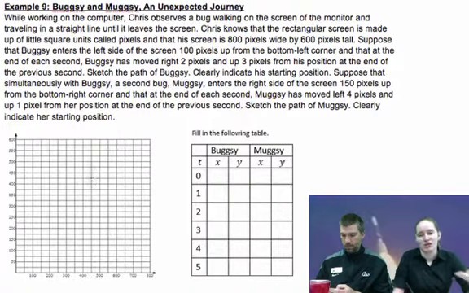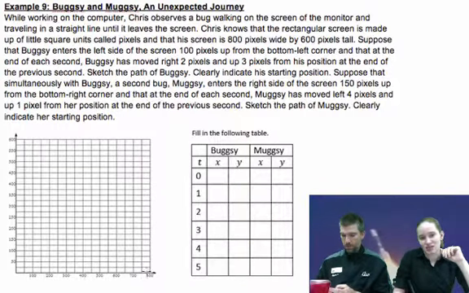So here we have a graph that represents that 800 by 600. Notice that the scale is not the same in each direction. On the bottom, every line represents 50. Going up, every line represents 25. So that is going to be important here in a second.